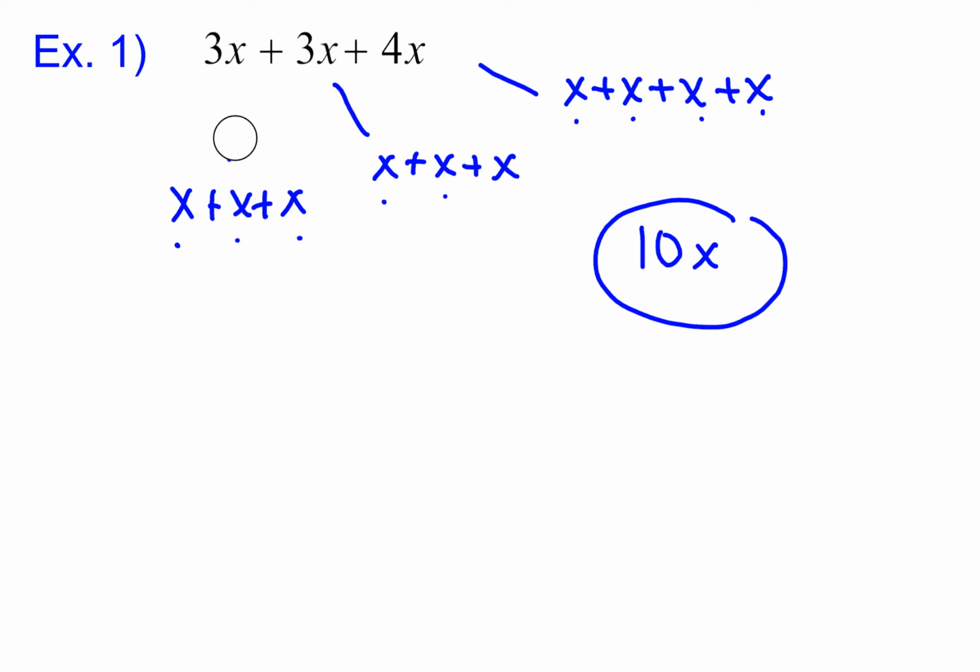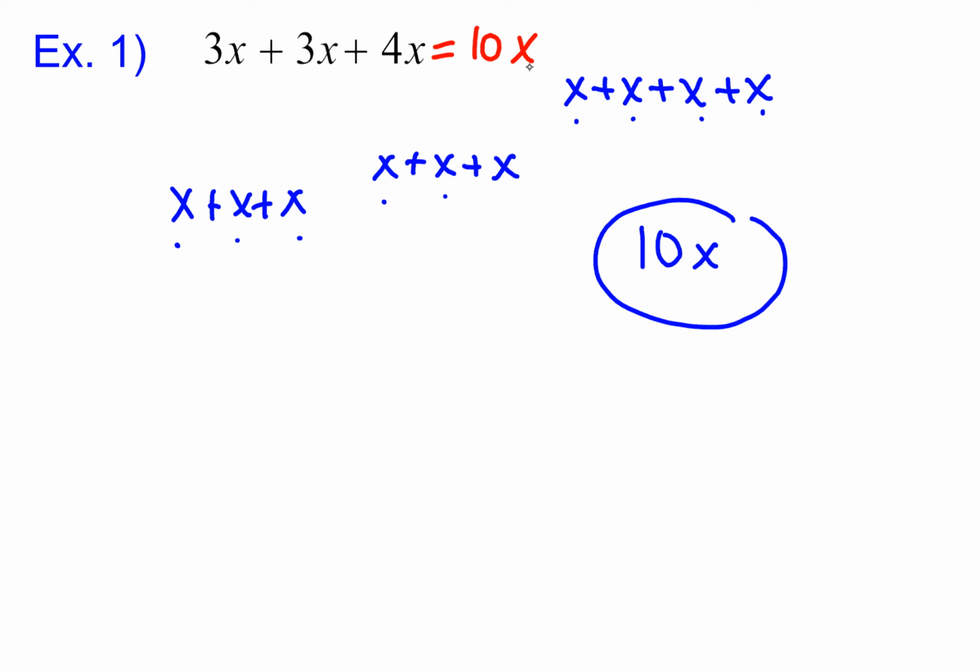Some of us might be wondering, why did I pull out all the x's? Well, I did that because I wanted you just to see what was going on. But we can, in turn, just count the coefficients when the variable term is the same. 3 plus 3 plus 4, we can say is 10, and our answer is 10x.